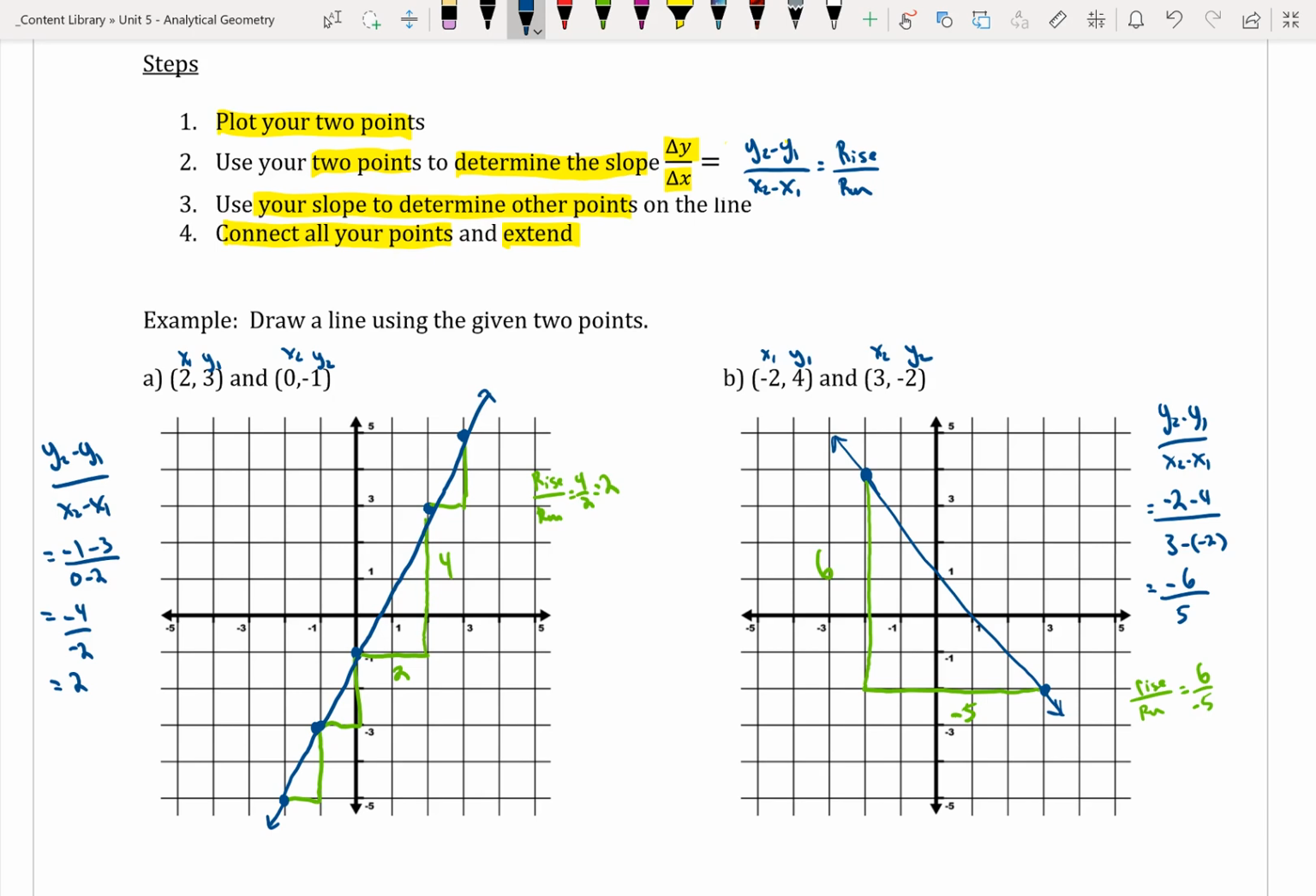So the key thing from this note is just being able to, 1, determine the slope again using 2 points, or if you're already given the slope, understanding what it means, and then being able to plot points and use the slope to find other points on your line. And once you're able to do that, you should be able to graph your line when you're given the slope and a point, or when you're given 2 points.